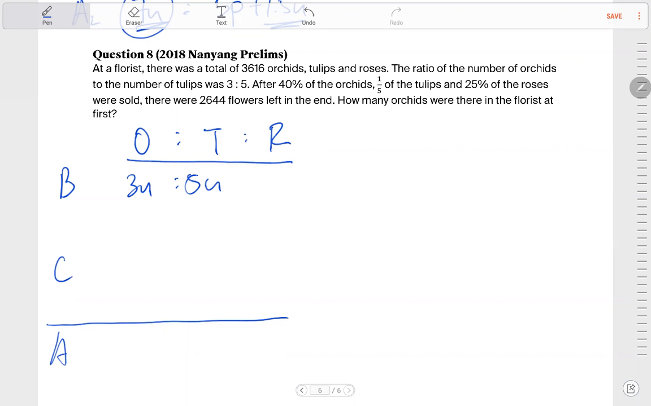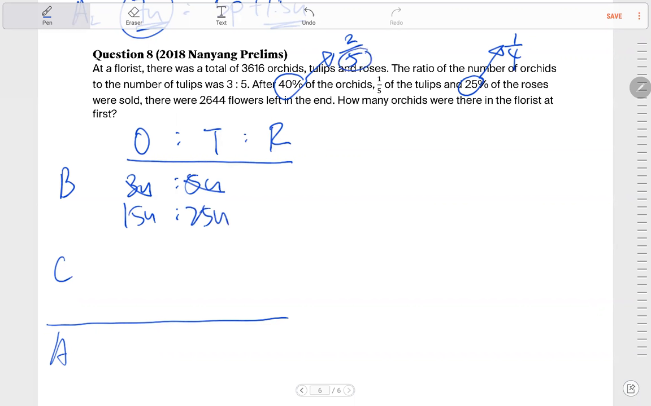For more challenging questions, you realize that in terms of the presenting part, they don't give you much leeway to work with. They really require you to process a lot of information in order to solve such questions. So 40% of orchids tells me that this is 2/5. 25% of roses tells me that this is 1/4. Now, if I look at orchids right now, it's 3 units. So obviously, I need to restate this to 15u, and hence tulips has to be 25u. Why? Because the number of units has to be a multiple of 5.